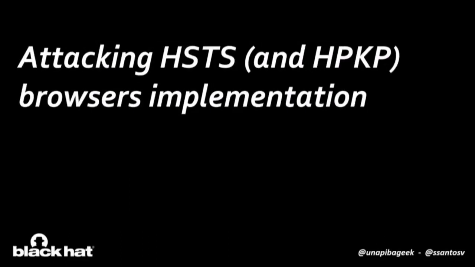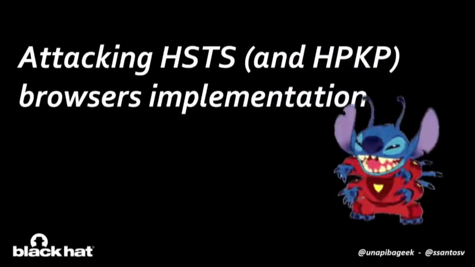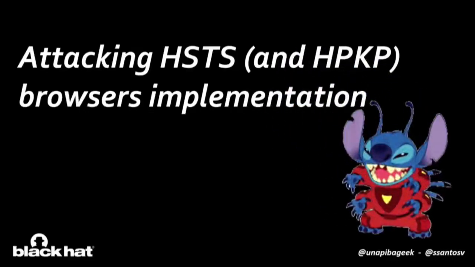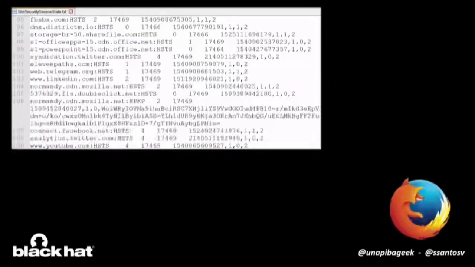We're going to focus here, now that we briefly know what HPKP and HSTS mean, on how the browsers remember this information and store it. We're going to focus on Firefox, Chrome, and Internet Explorer. We have studied how they work and how they store this information, and we try to exploit it in some way. We'll begin by talking about Firefox.